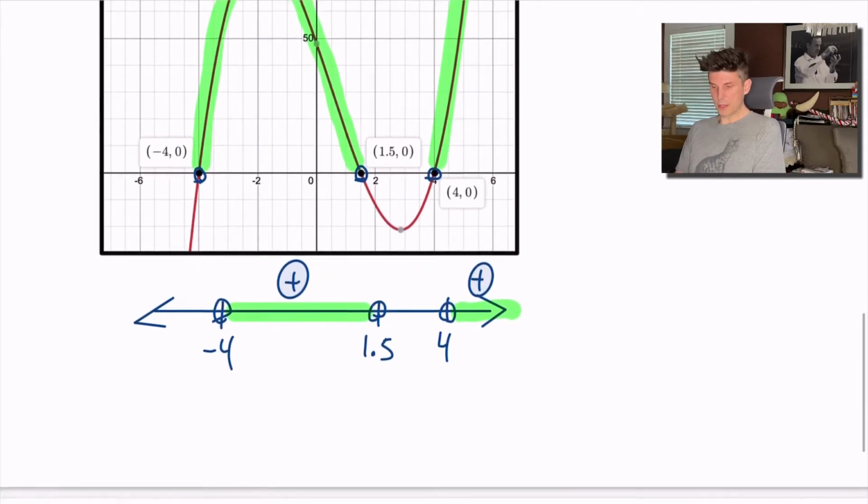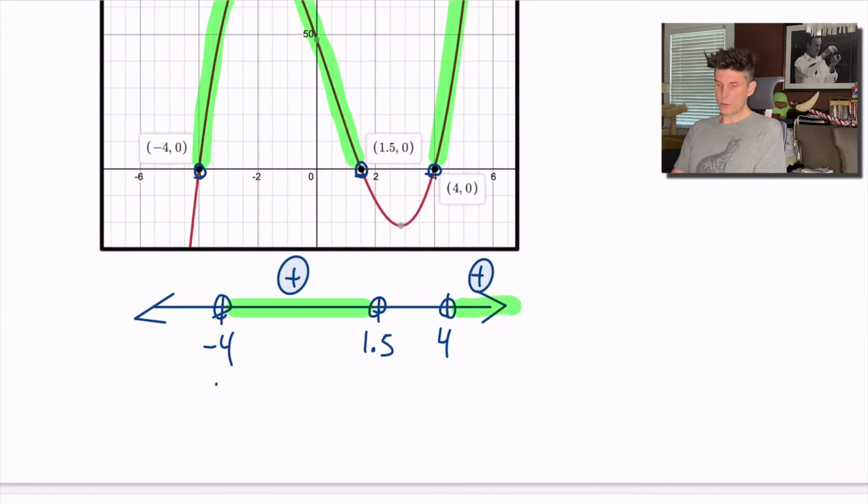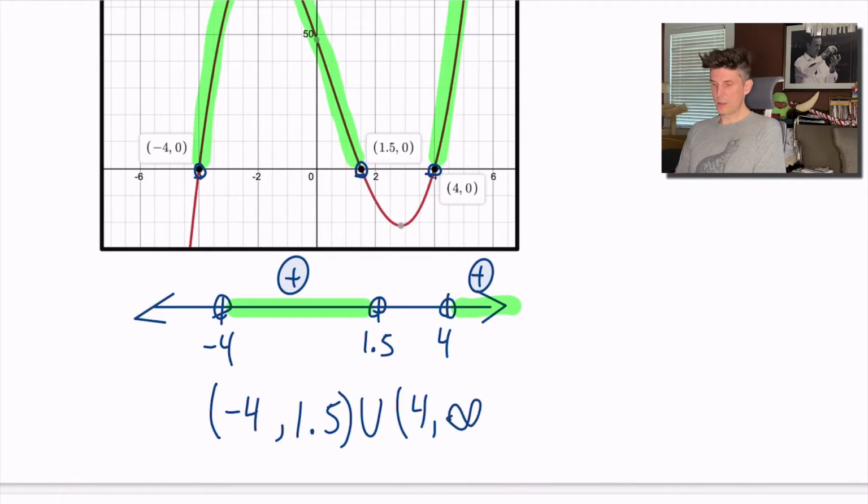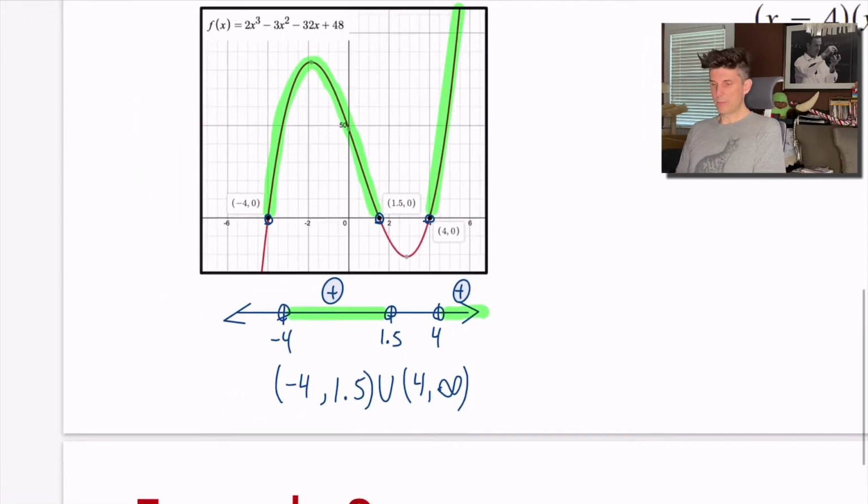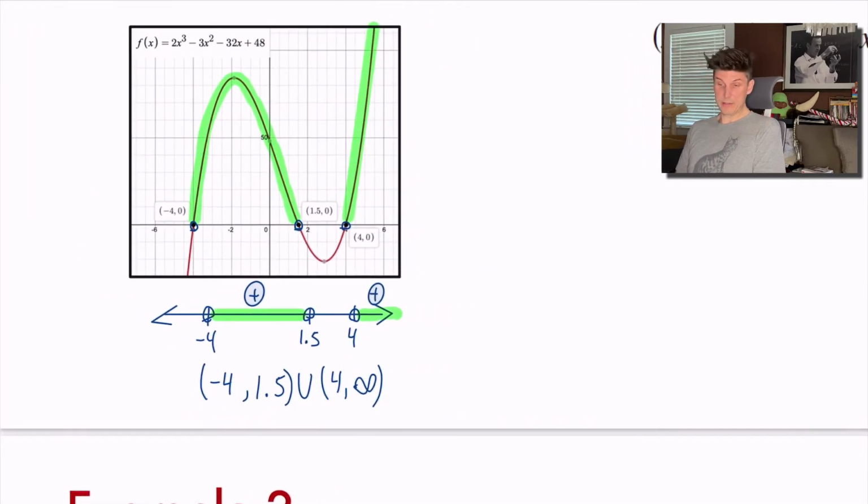All values between negative 4 and 1.5, non-inclusive. So we're going to use interval notation, negative 4 to 1.5, and that's one set of values that would satisfy the inequality. And then the other set would be 4 to infinity. Wonderful. Now, that is definitively the answer.